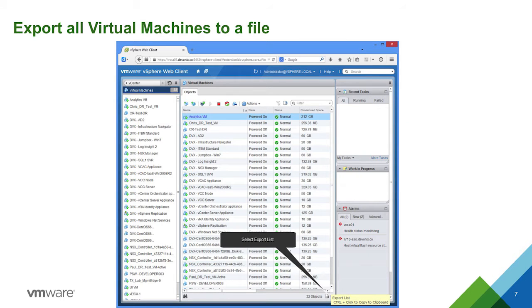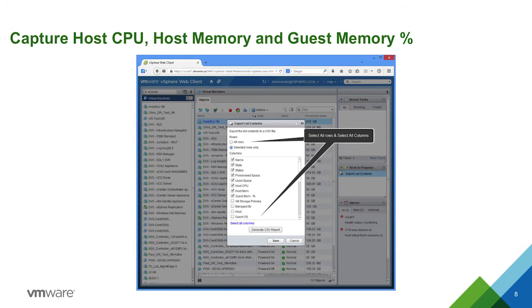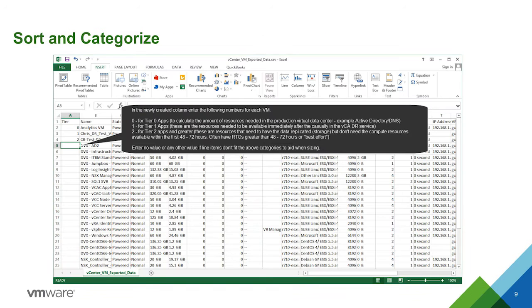You also have the means to export all VMs in scope for vCloud Air to a file for further analysis. This can be done with the vSphere web client or the traditional client. Make note to capture the CPU used, host memory, and guest memory metrics at a minimum. These metrics are then exported to an Excel file, which is again used to create the overall totals. You can add a column to sort or categorize your VMs into tiers: which ones are in scope for DR, dedicated cloud, or the vCloud Air on-demand service.